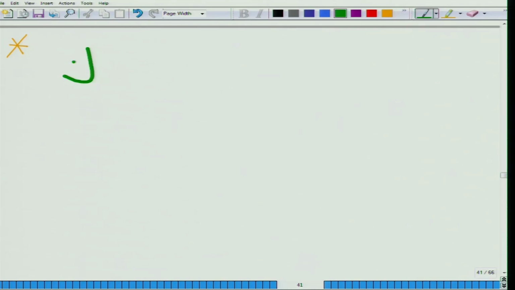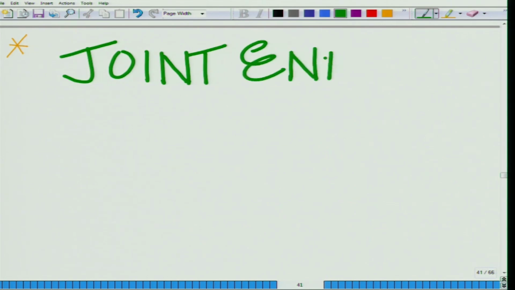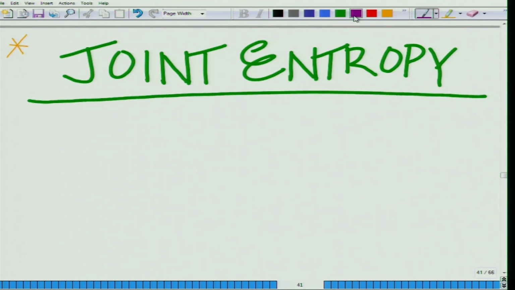We will now start looking at a new concept, which is the joint entropy. You can think of this as the joint information in two sources, or the combined information. We will talk more about this later. You can think of this as the combined information when you have multiple sources.